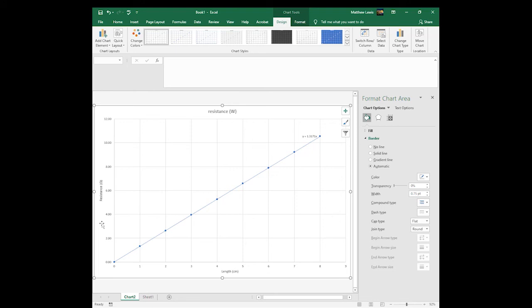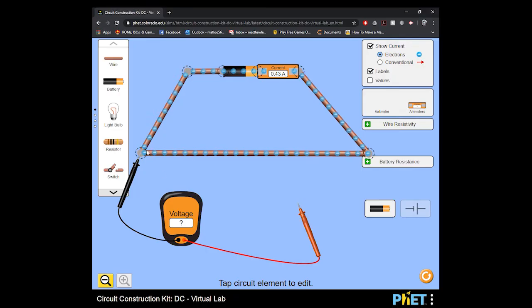Okay, excellent. So that's that practical done. As you can see, the longer a wire, the more resistance it has. If you think about it, that kind of makes sense. We said resistance is caused by all the positives in this wire stopping our electrons going through. So the longer we make it, the harder it is for our electrons to go through.